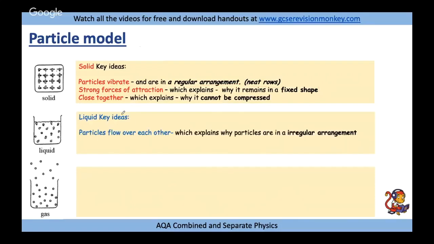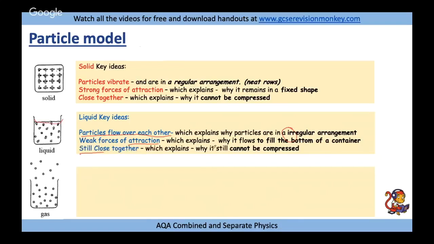So in my liquid, the particles are able to flow over each other, which explains why they're in an irregular arrangement. So a little bit more random. They've got weak forces of attraction. This explains why they flow to fill the bottom of a container, because they're slightly weaker than solids. And they're still close together, which explains why I still cannot compress a liquid. You can't squish a liquid.